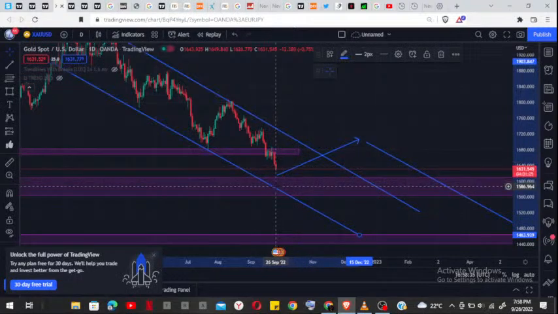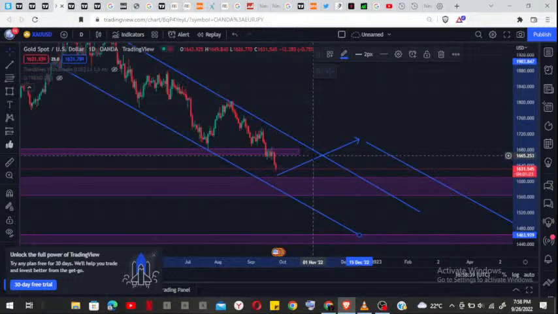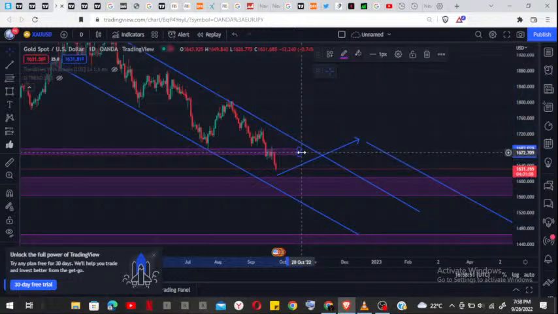So if this drops to this level over here, we'll see some pullback, to around this zone, which is around 1680, 1676. Once that is done, we'll also be able to see some movement downward.